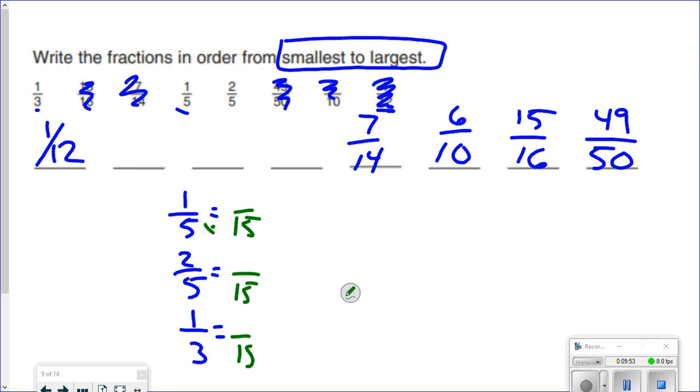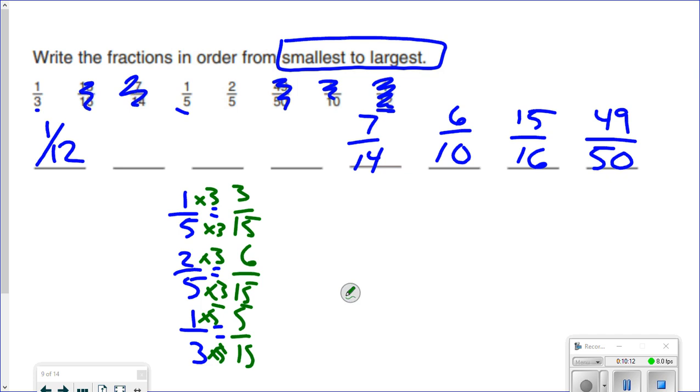5 times 3 times 3, we have 3/15. Times 3 times 3, we have 6/15. Times 5 times 5, we have 5/15. Do you see why I solved this?